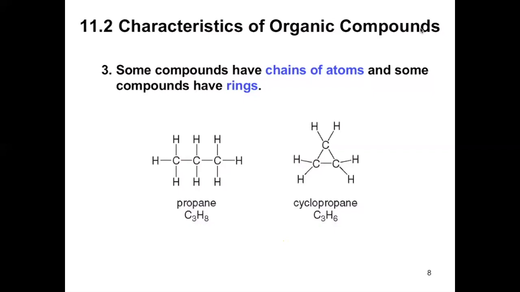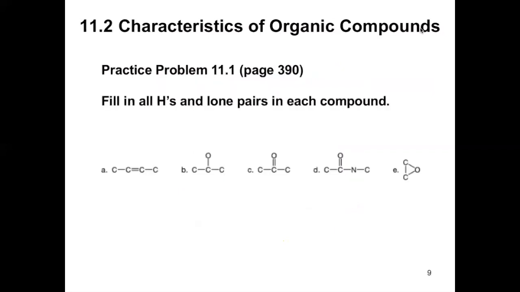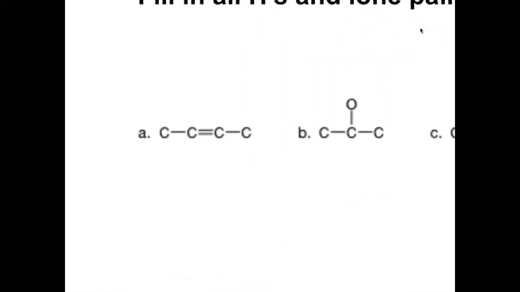And then, for practice problem 11.1, which is on page 390 of your book, in here, you are asked to fill in all hydrogen atoms and lone pairs in each compound. Okay, so for letter A, always remember, ang carbon can hold 4 bonds. So, kung hindi siya nakaband sa another carbon, pwede siyang nakaband sa hydrogen most of the time. So, in this case, sa letter A, this is your first carbon. Yung first carbon, meron na siyang isang bond. So, apat yung kailangan niya, you just add yung tatlong hydrogen atoms.